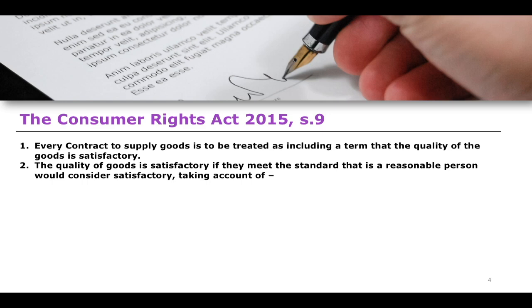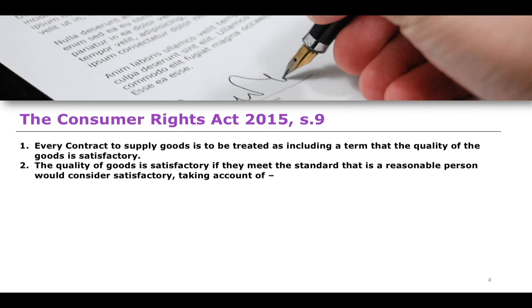What we mean here, therefore, is that if there is a contract to supply goods that does not include explicitly a term relating to the quality of the goods being satisfactory, it is irrelevant that that isn't present in the contract, because any and every contract that supplies goods will be treated as including this term as per Section 9 of the Consumer Rights Act.